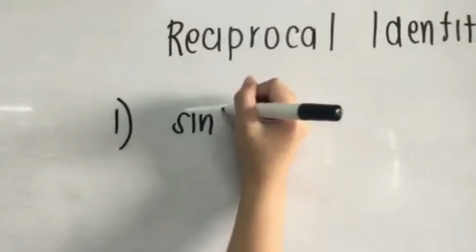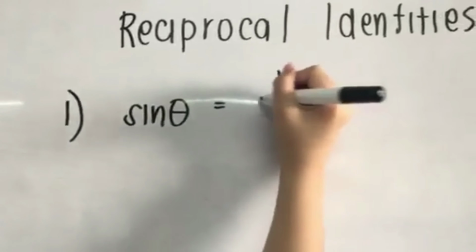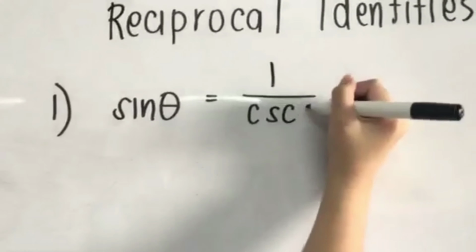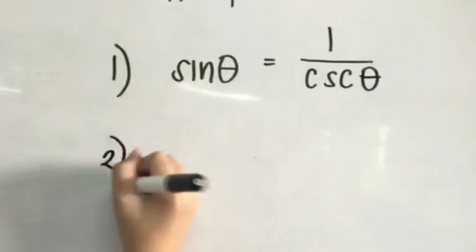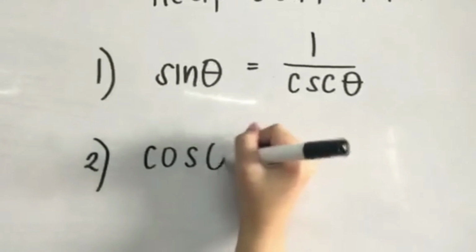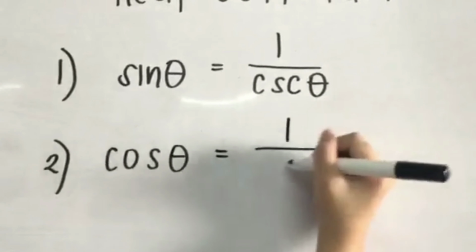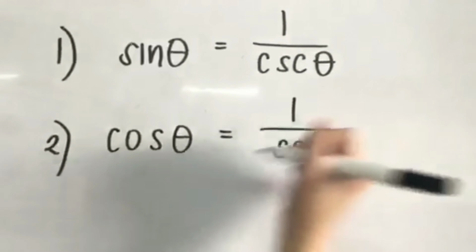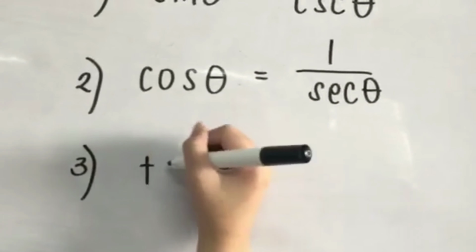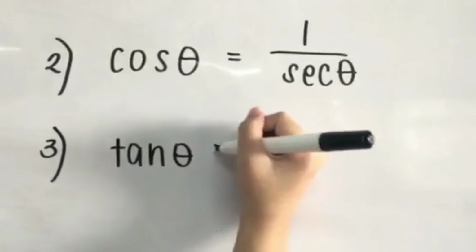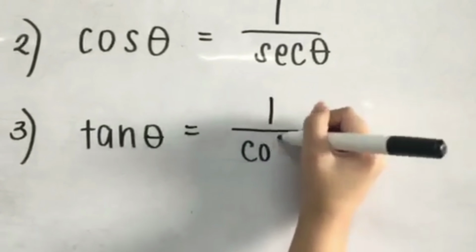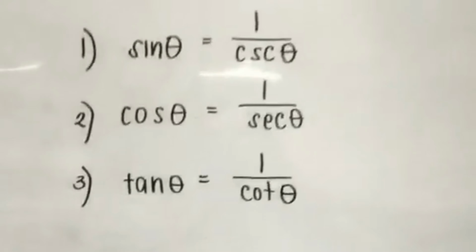First, we have sine theta is equal to 1 over cosecant theta. Second, cosine theta is equal to 1 over secant theta. Third, tangent theta is equal to 1 over cotangent theta.